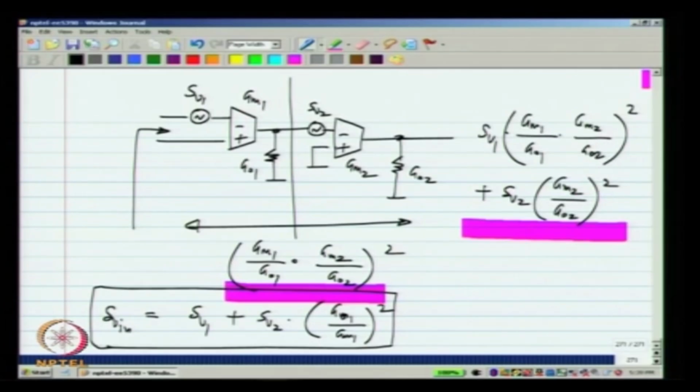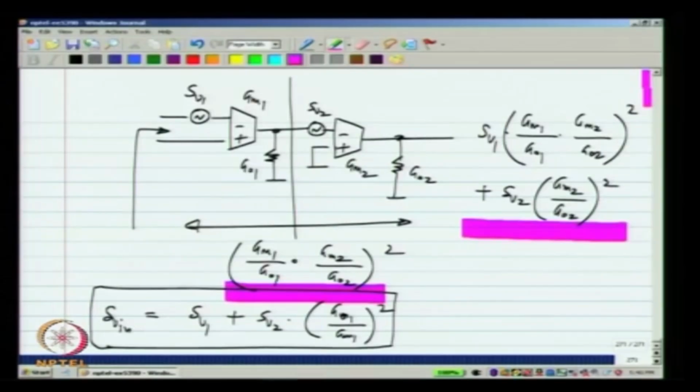As I have said many times, when you have a cascade of multiple stages, the input referred noise will be the input referred noise of the first stage plus the input referred noise of the second stage divided by the square of the gain of the first stage, plus the input referred noise of the third stage divided by the square of the product of the first and second stage gains, and so on.